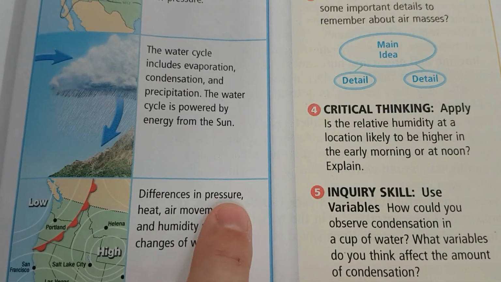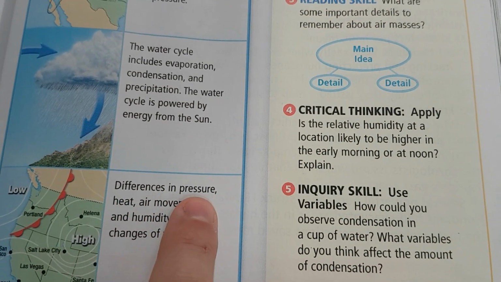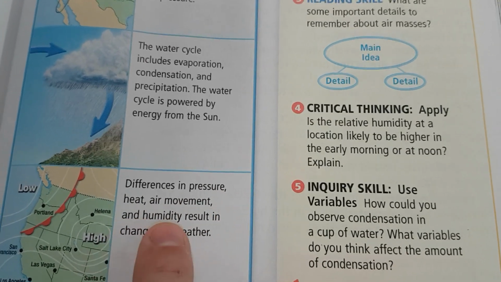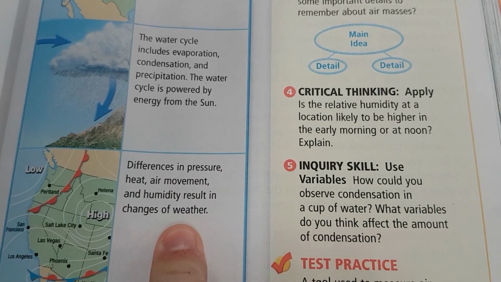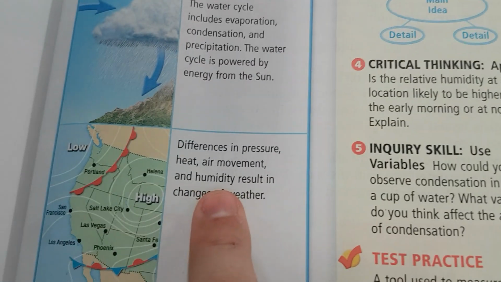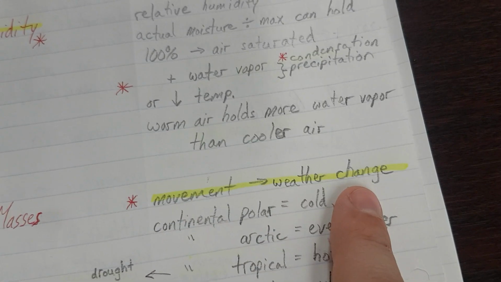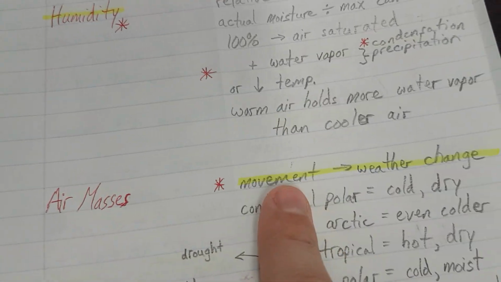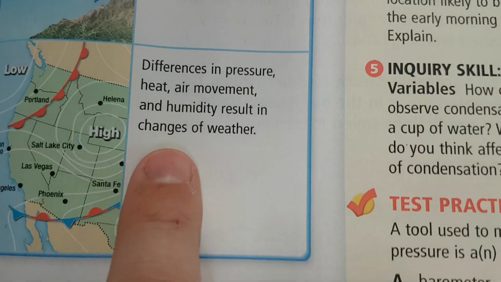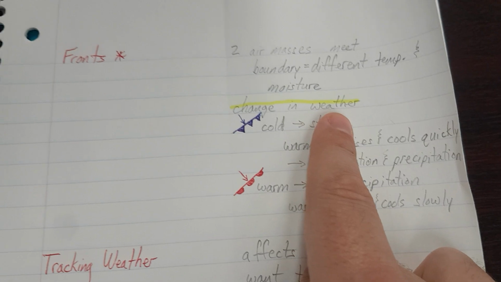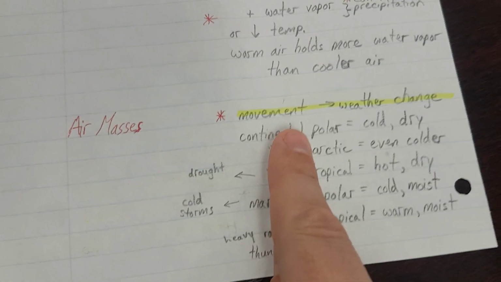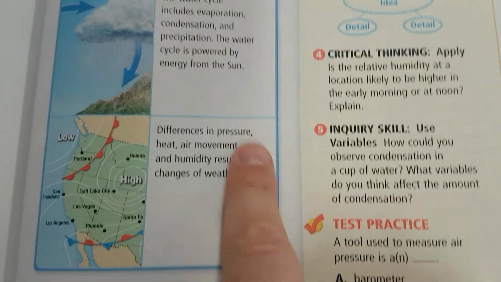Differences in pressure, heat, air movement, and humidity result in changes of weather. Okay, humidity, changes of weather, movement, weather change. So when air masses move, it results in weather change. Okay. In fronts, change in weather. So a front causes changes in weather. That's when the air masses are moving. And then they mention all these things.